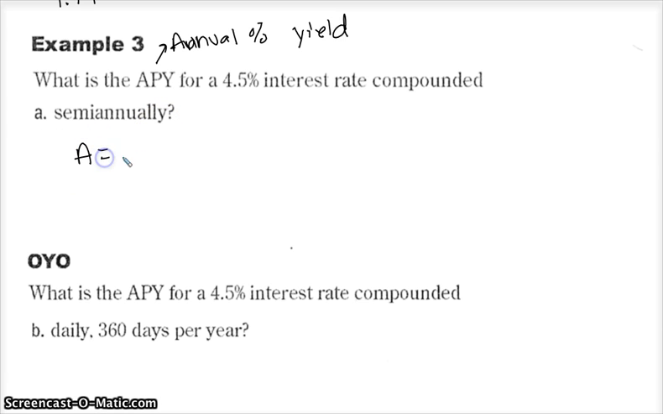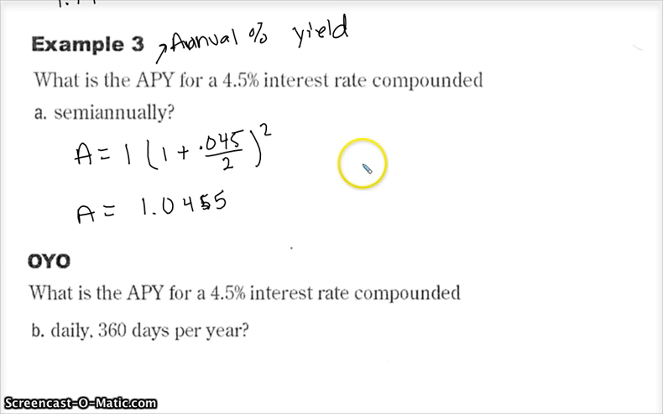The amount in the account equals 1 for my principal, and then 1 plus my rate. And since it's compounded semi-annually, that's divided by 2, and then raised to the second power. My amount, now I realize, is 1.0455.